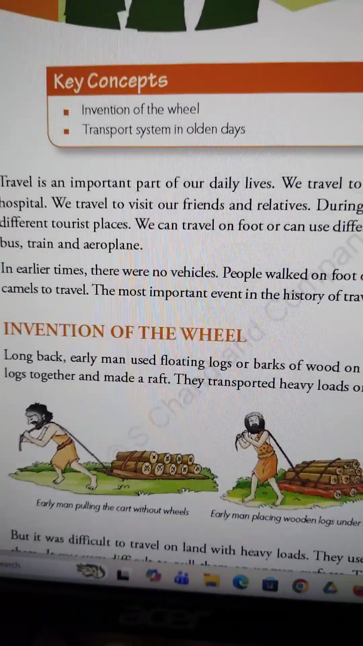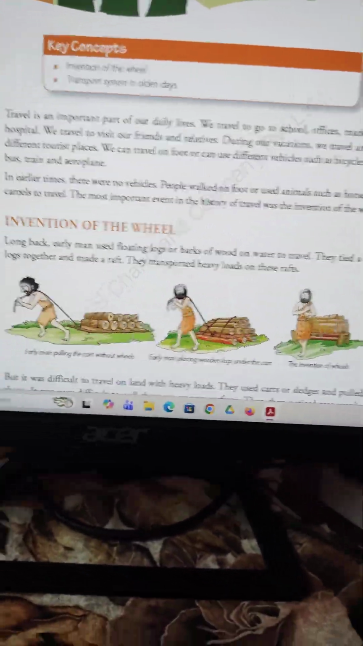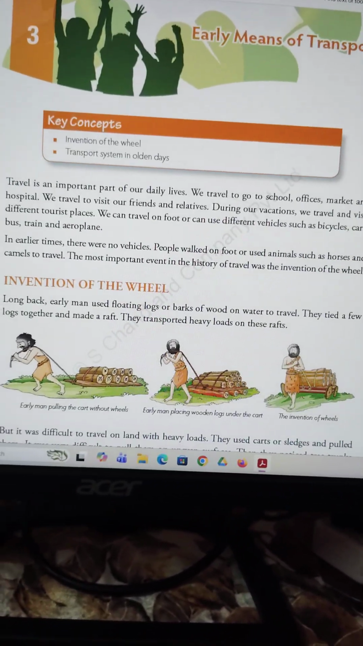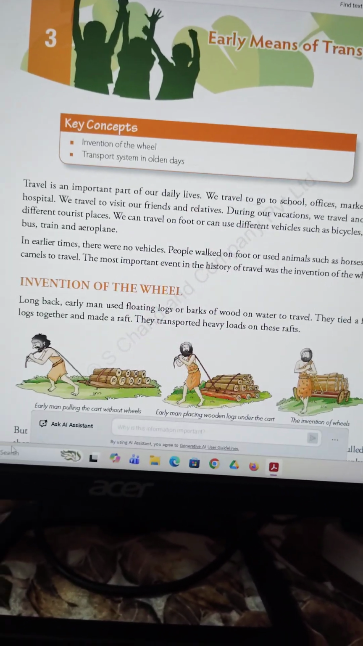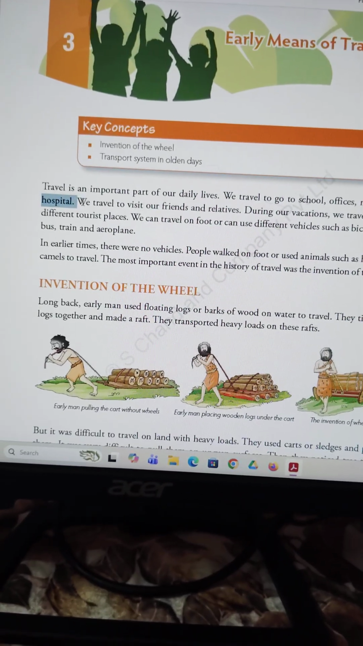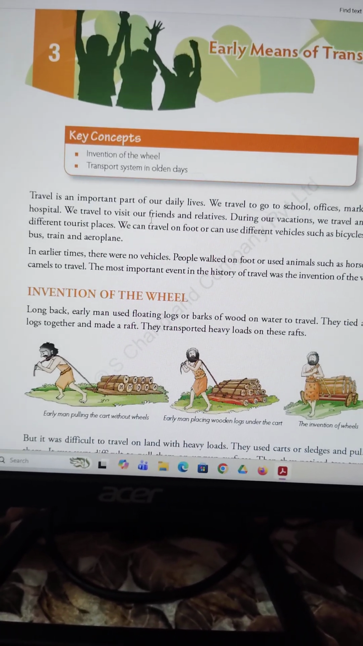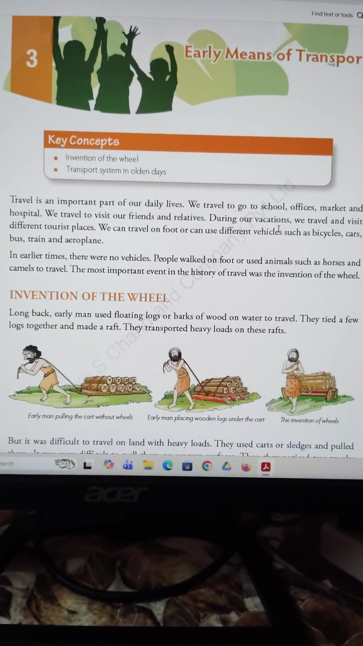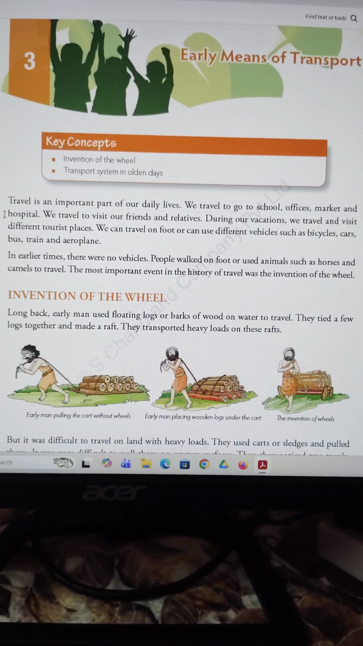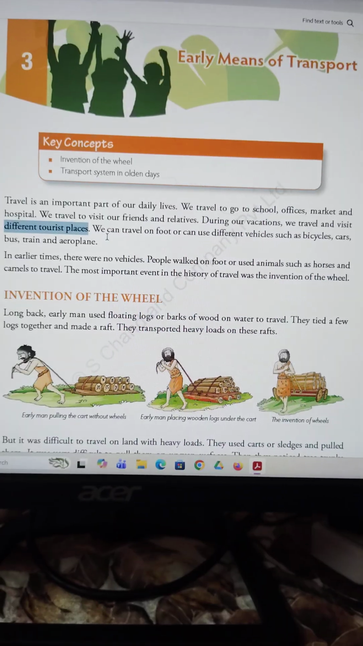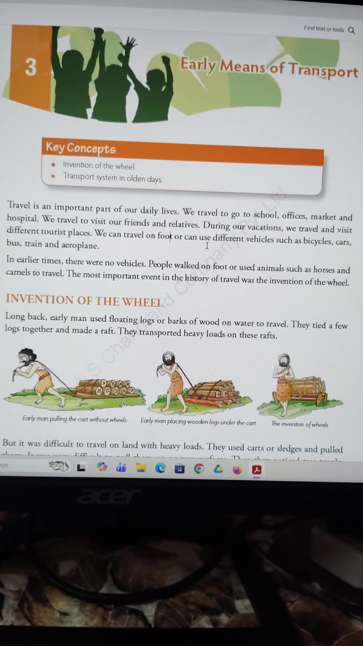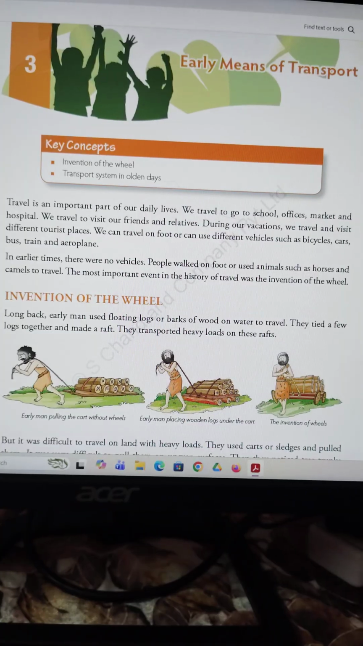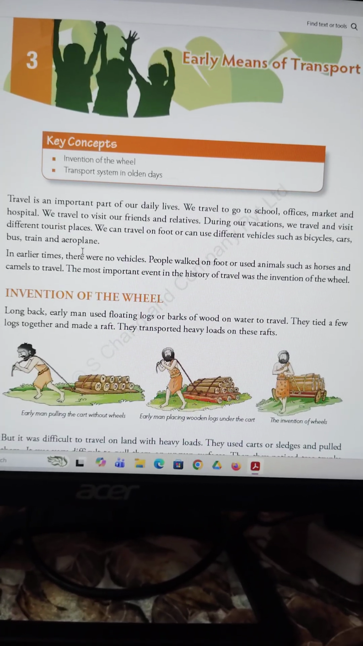Travel is an important part of our daily lives. We travel to go to school, office, market, and hospital. We travel to visit our friends and relatives at home, and during our vacation we travel and visit different tourist places. We can travel on foot or use different vehicles such as bicycle, car, bus, train, and aeroplane.